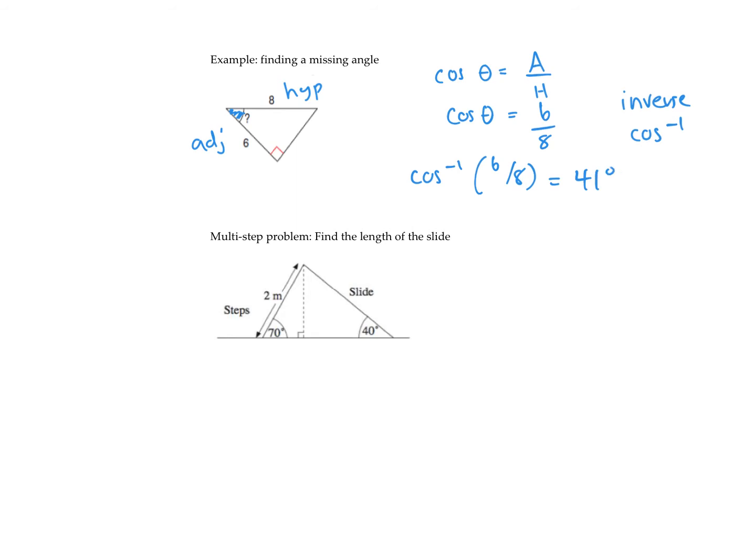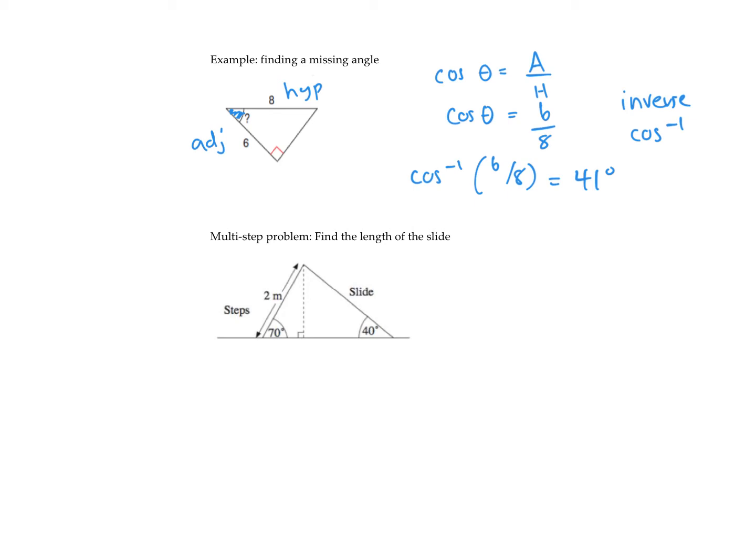You may need brackets, so just be careful. On my calculator, I had to do shift cosine bracket 6 divided by 8 close bracket. If I didn't use brackets, it would have done inverse cosine of 6 and then divided that answer by 8. So just be careful whether you need brackets or not.